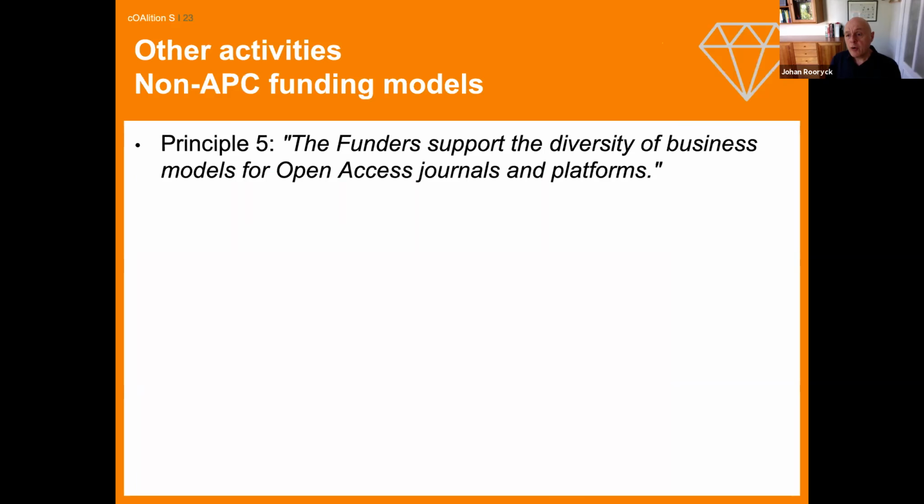Another thing that we are looking at is how to support diamond publishing, non-APC funding models. We say in Principle 5 that we support the diversity of business models, but of course, criticism that we have often heard is, you are only looking at gold open access, you are only looking at legacy publishers.